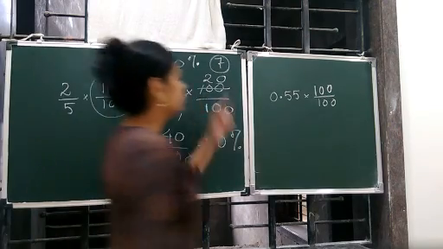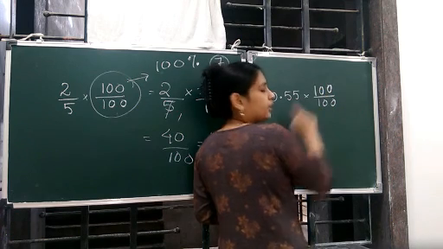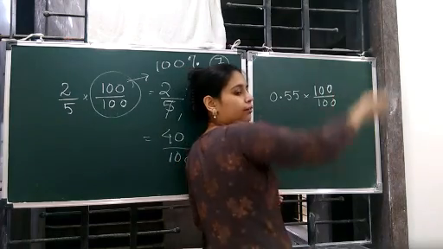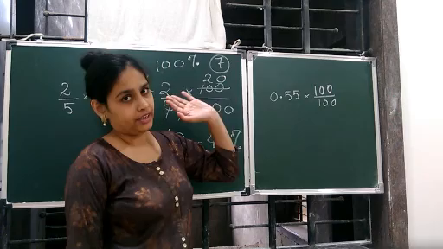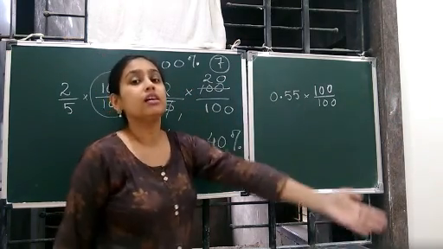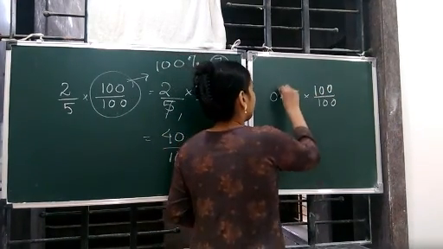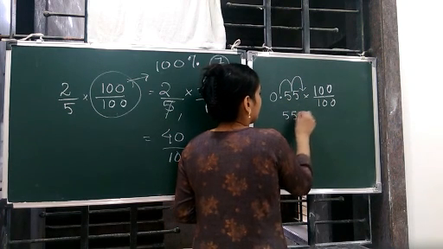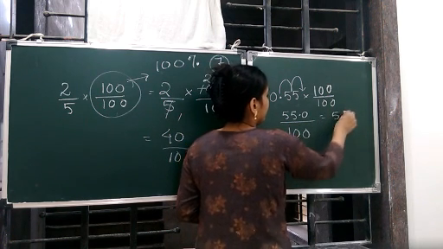Similarly, this 55.55 multiplied by 100. When a decimal gets multiplied by zeros, it shifts according to the number of zeros towards the right when it is multiplication, and left when it is division. Here it is multiplication, so shifting will be towards the right side. How many zeros can you see? 1, 2. So shifting will be in two places. It will become 55.0 upon 100, or you can say 55%.